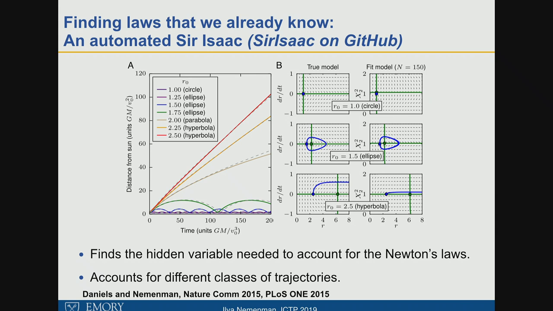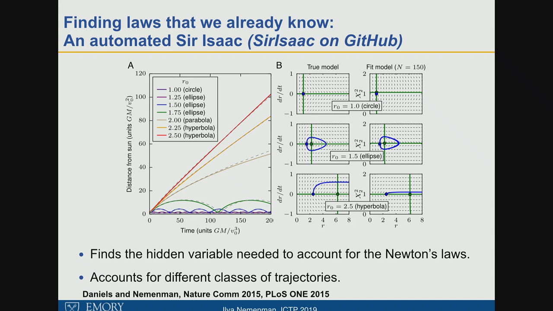There are two dynamical variables in the true system: the radius and the velocity, dr/dt. And this is how the true system is going to look. This is a planet moving in a circle, radius constant, velocity constant. This is an ellipse. This is how it looks in these coordinates.